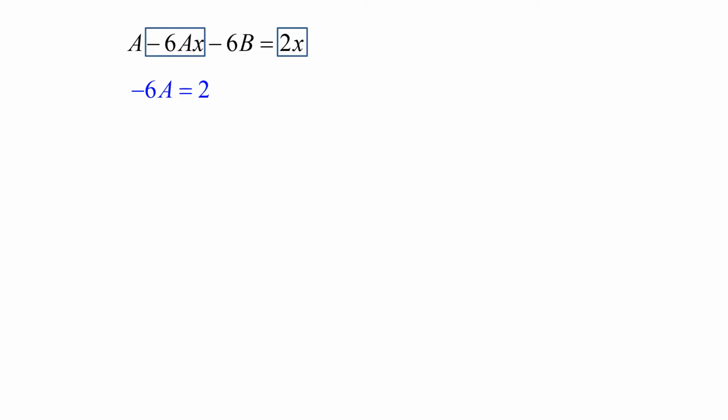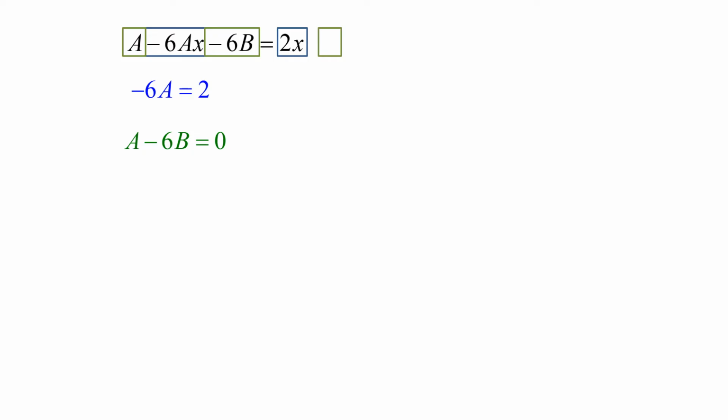On the left-hand side, we have a minus 6b. On the right-hand side, we don't have a constant term, so we'll assume that's 0. So that means a minus 6b has to equal 0. This gives us a system of two equations with two unknowns, which we can solve.